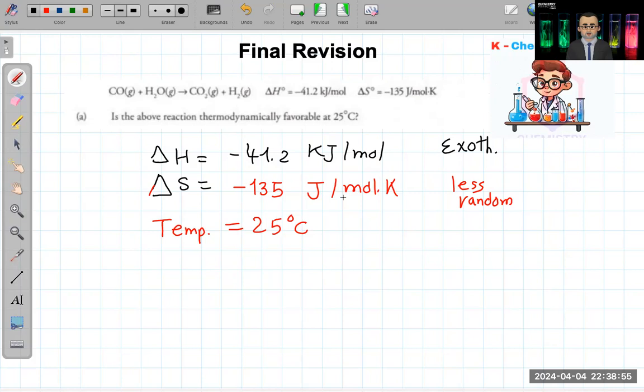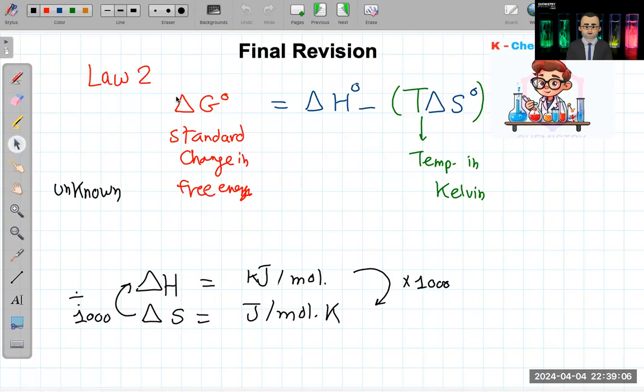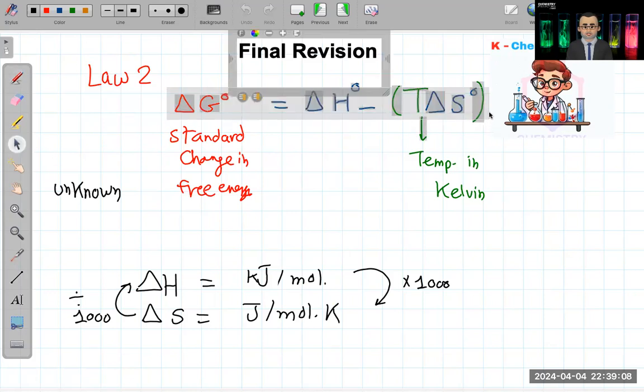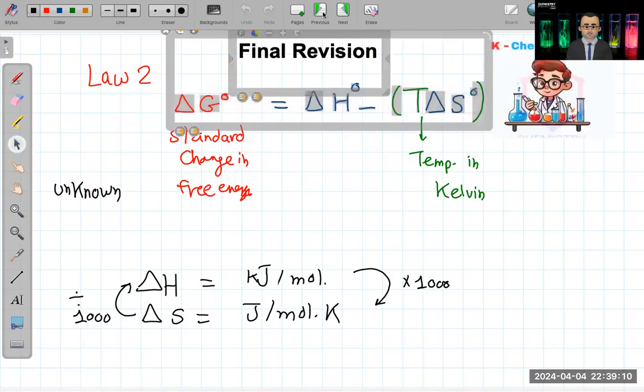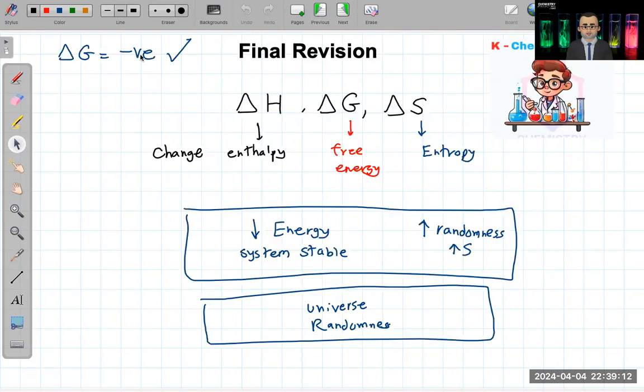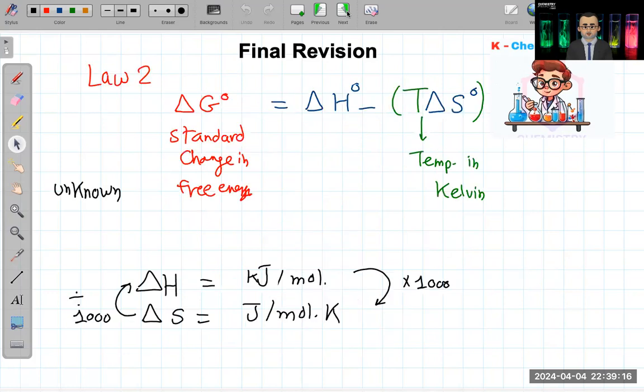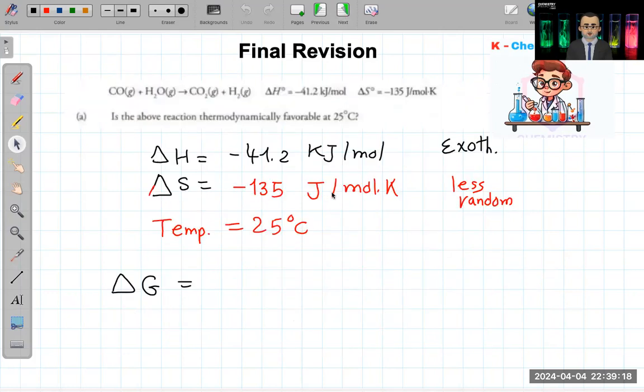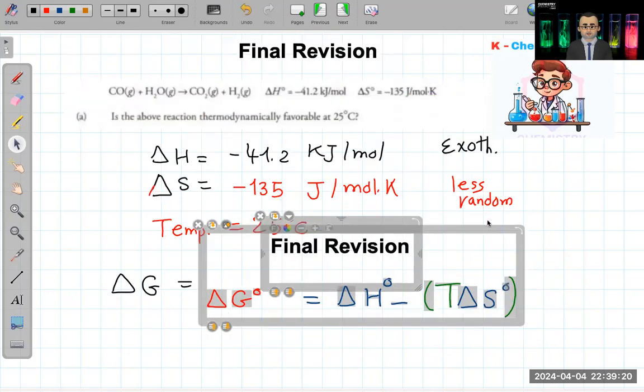So what does this mean? We need to find out what? The delta G. If you found delta G and it is negative, this means that the reaction is thermodynamically favorable. But if it is positive, then this means that the reaction is thermodynamically unfavorable. Don't forget: negative means favorable, positive means unfavorable. So I'll put the same equation here to use it.